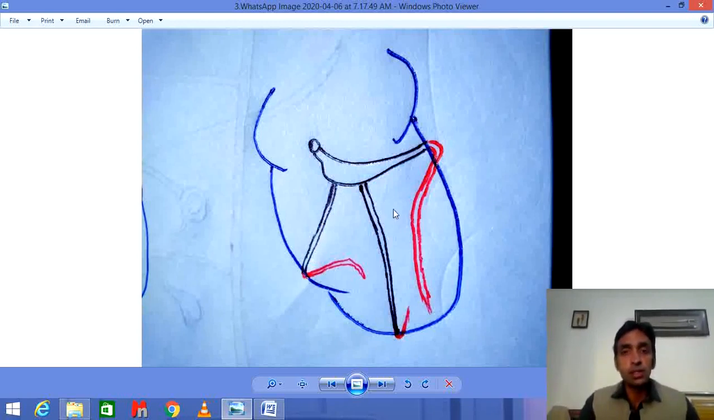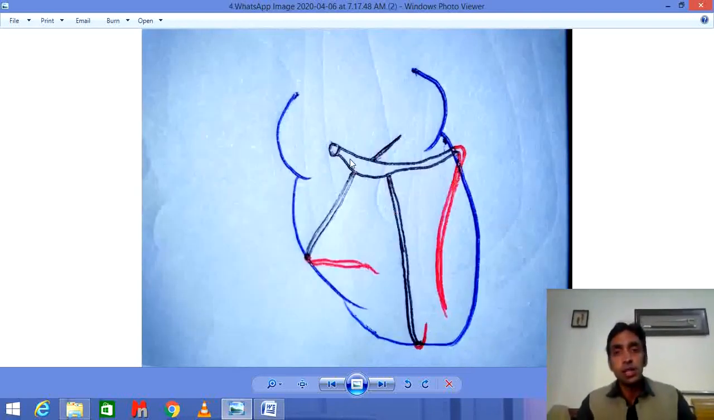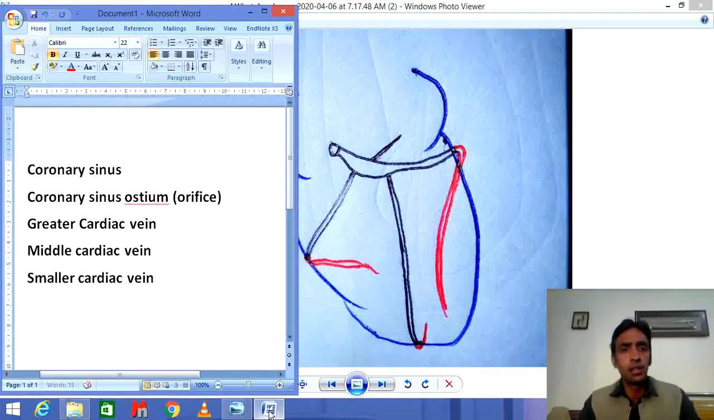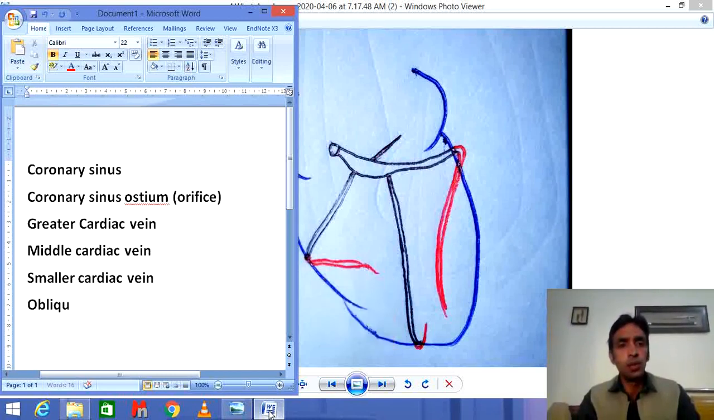Now coming toward the next one. This is the coronary sinus. Once again, this is the greater cardiac vein, this is the middle cardiac vein, this is the smaller cardiac vein, and this blood vessel is called the oblique cardiac vein.